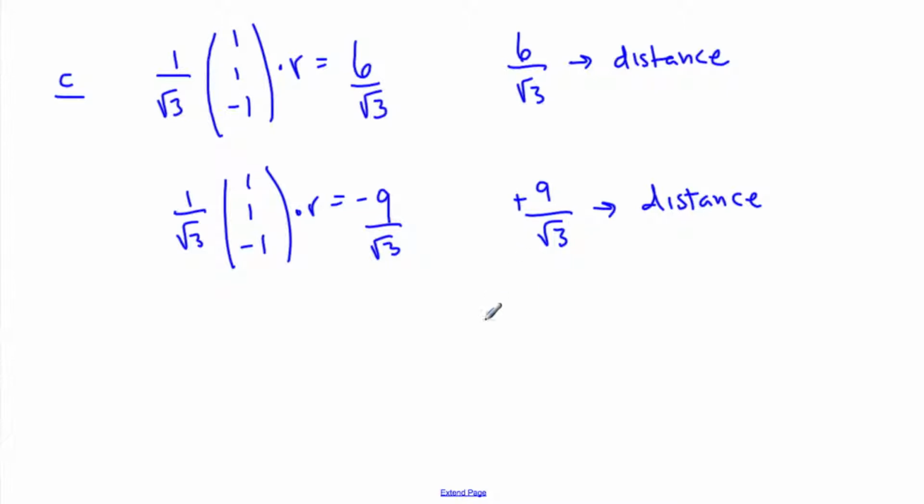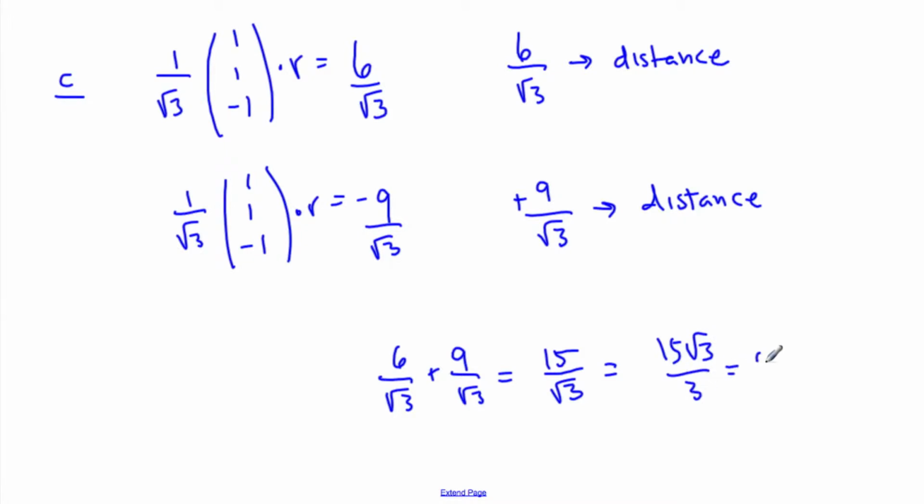So then if I want the distance in between them, we'll just add them, because this one's on one side and this one's on the other. So we'll just say 6 over root 3 plus 9 over root 3 is equal to 15 over root 3. And if you want to rationalize it, we'll get 15 root 3 over 3, which is 5 root 3.